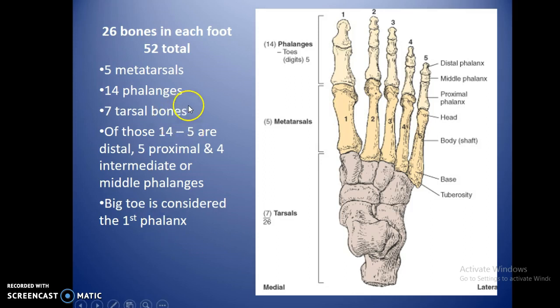So what you should notice is that the difference between the hand and the foot is the difference of 1 bone, because you have 8 carpal bones, but you only have 7 tarsal bones here. So these, very similar to the hand, 5 are distal, 5 proximal, and 4 intermediate or middle phalanges. The big toe is considered the first phalanx. So as we count these off, we count them off just like the hand. So the first toe will be number 1, 2, 3, 4, and the pinky will be the 5th digit on there.